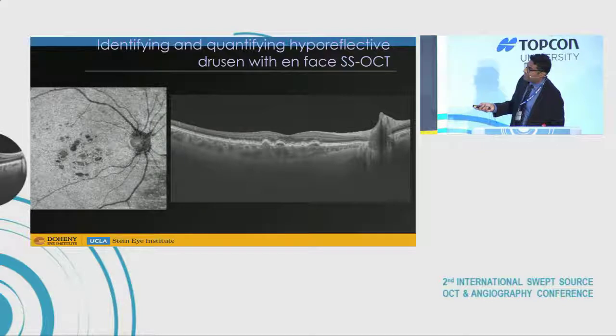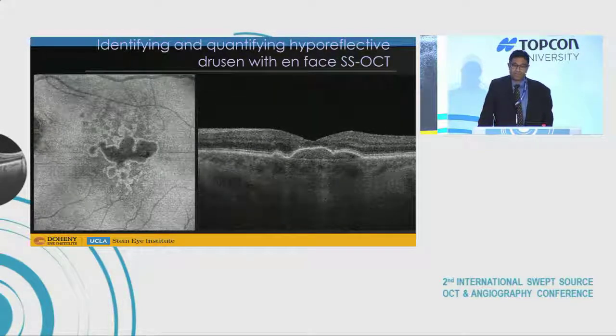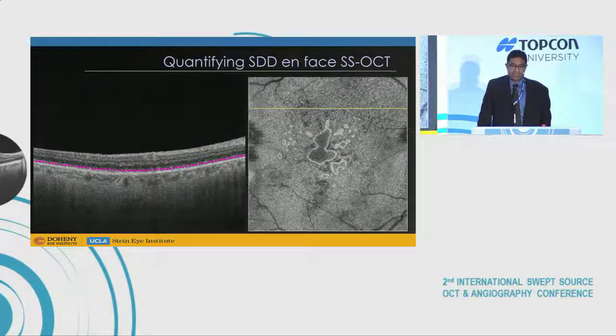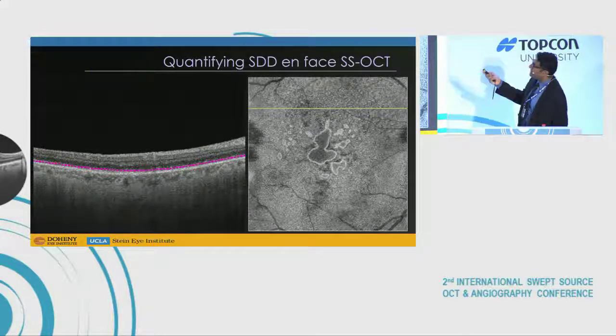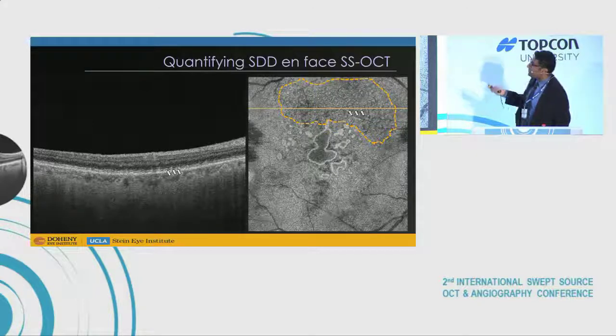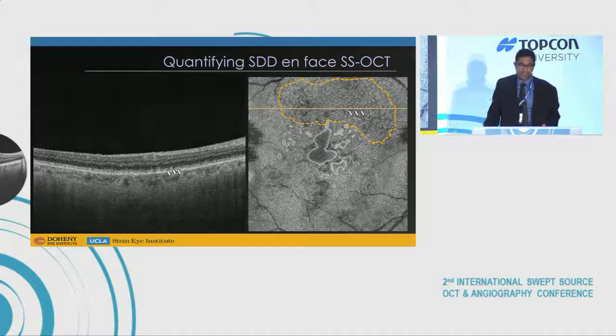For example, we can see all of these little hyperreflective cores in these various drusen, and we've gotten very interested in being able to quantify these things. You actually can do a pretty good job of quantifying these areas of hyperreflective drusen within the drusen volume. In addition, what's harder to do is quantifying the subretinal drusenoid deposits. Yes, we can see them quite nicely on the en face image from the swept-source OCT, and we can loosely quantify them. Frank Holz and others have done things of that sort, and that seems to add some predictive value as well.